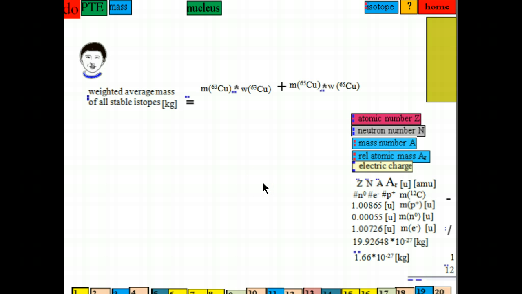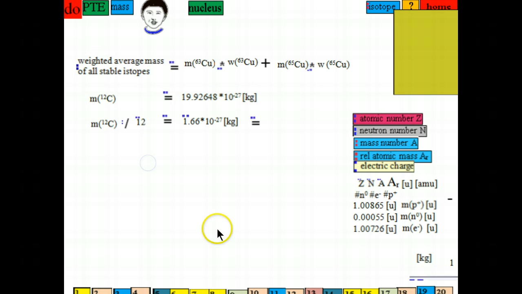Now we have everything we need in the numerator. Now we have to calculate the denominator, and we take the mass of carbon 12, and for the mass of carbon 12 we can always double click to get something. If there are two dots on the left hand side, you can double click and get it, and we know that this is 19.92648 multiplied by 10 to the power of minus 27 kilogram, and we divide this now by 12. So here we have the number, and that gives us 1.66 multiplied by 10 to the power of minus 27 kilogram, which is equal to 1 U, also called MU, Unified Atomic Mass Unit.